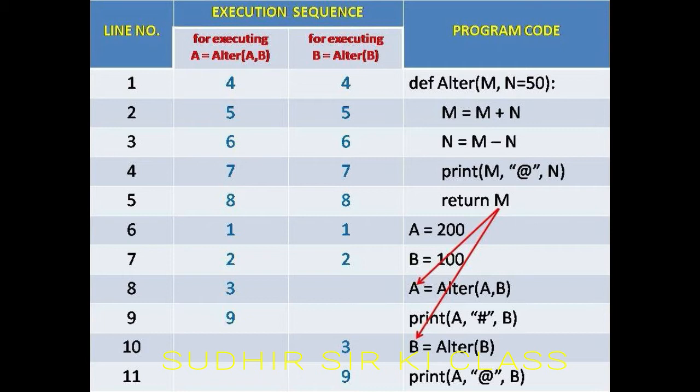But if you see the second call statement, that is B is equal to alter B, in this case you can see that we are passing only one argument to this function, that is B. So only the value of B will go to the function definition. And where will it go? It will go to M, which has no value. But the function needs two values. So from where will the second value come? The second value will be taken as a default value. So at that time, we will have the use of N is equal to 50.